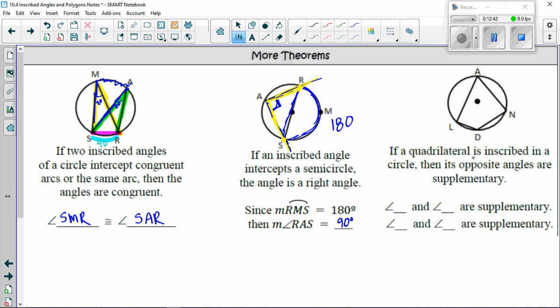And then if you have a quadrilateral inscribed, then the opposite angles are supplementary. Angle A is opposite D, so A and D are supplementary. So angle A plus angle D equals 180 degrees. And then N and L are opposite, so angle N and angle L are supplementary. So angle N plus angle L equals 180 degrees.